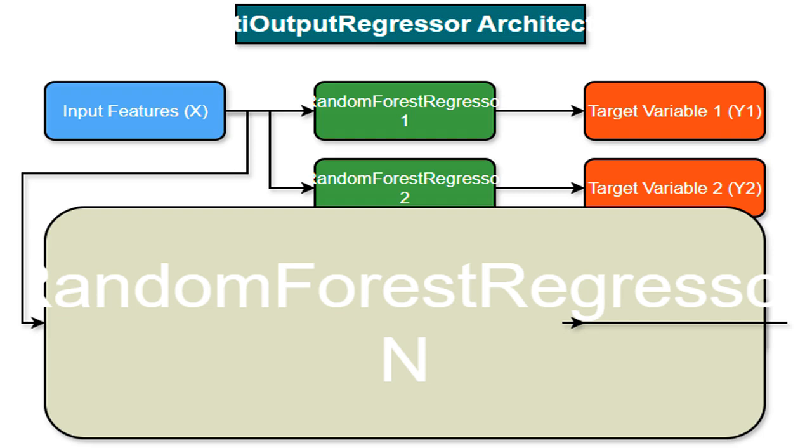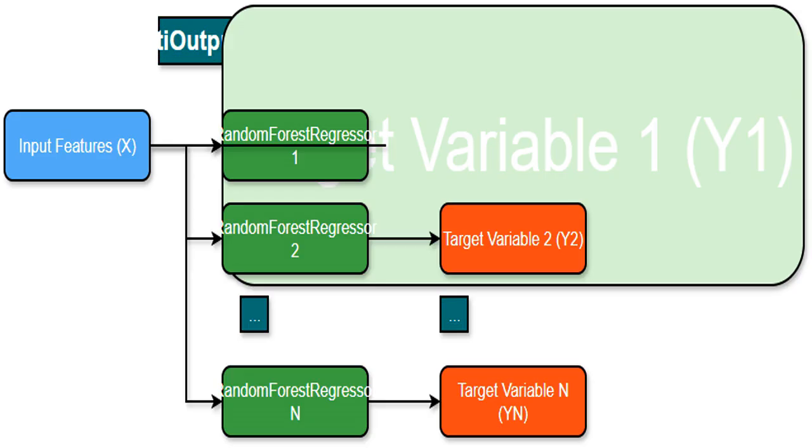rather than just two. This is one of the dependent variables you want to predict. It's separate from the first target, y1, and represents another value you aim to forecast, using the same input features, x. In the house price example, this could be, for example, the property tax associated with the house.